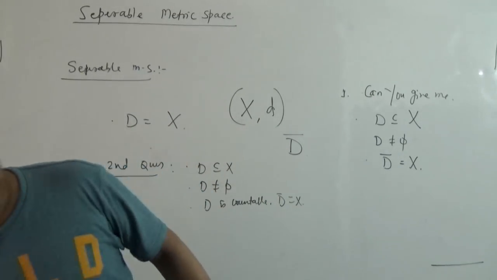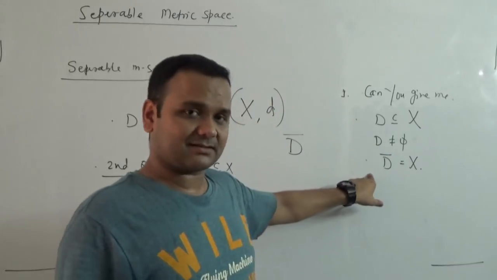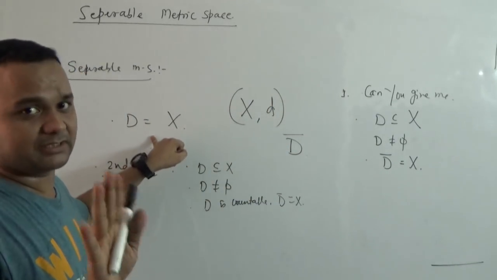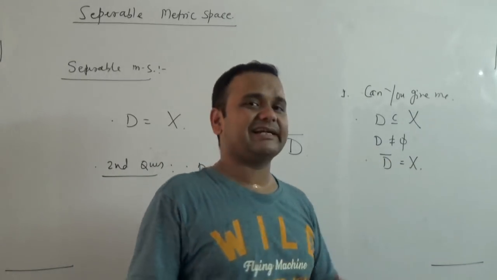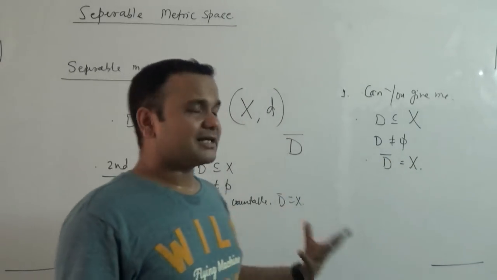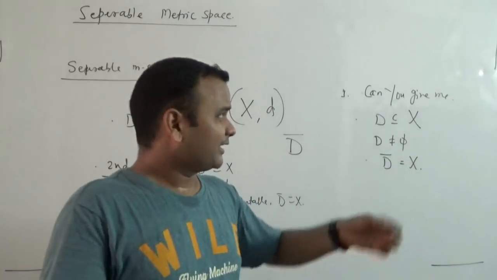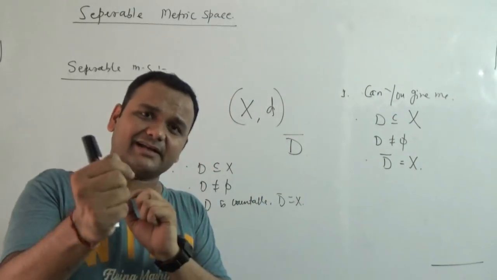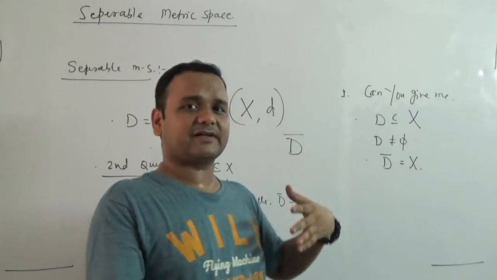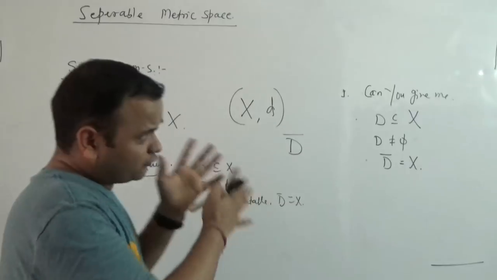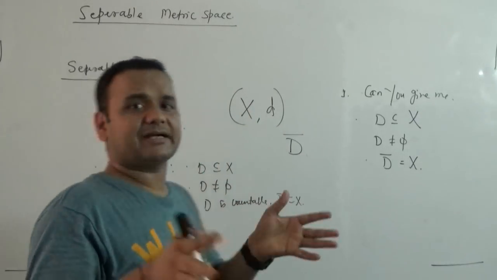So if such a set exists, and it always exists, we already saw that D equal to X works, then D is called a dense set. Okay? What is the definition of dense? The definition of dense is that every element of X, if you pick each element of X, is either a member of D or a limit point of D. So for any metric space, we always have a dense set.